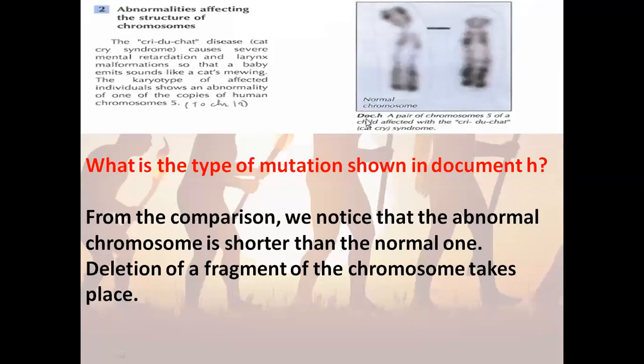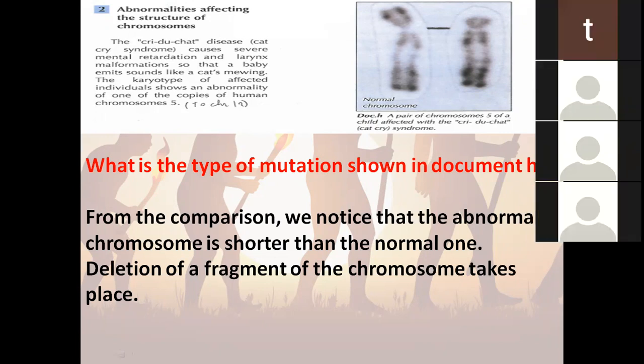So what is the type of mutation shown here? From the comparison, we noted that the abnormal chromosome is shorter than the normal one. So we have deletion, or removing of a fragment of the chromosome, taking place. So this is the cause of this abnormality. If I ask you, is this abnormality numerical or structural?